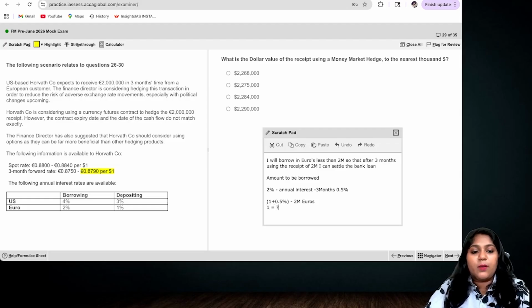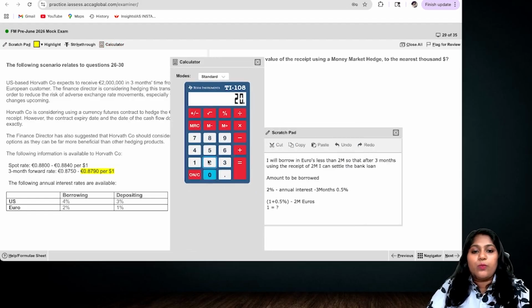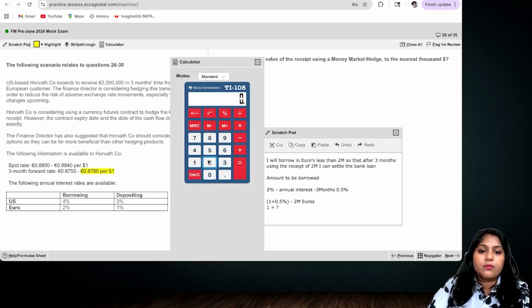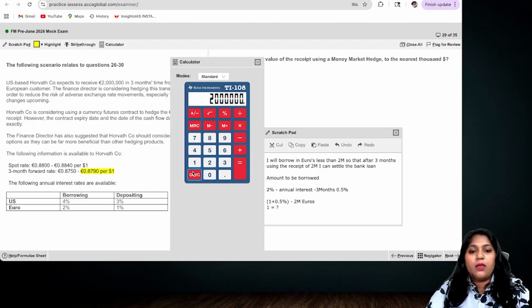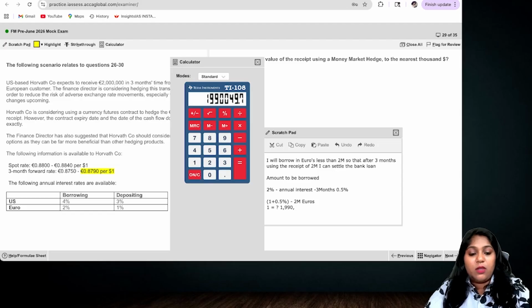You can do the cross multiplication, guys. Take the calculator. All you have to do is take 2 million euros divided by 1.005. So you have to borrow today how much? 1,990,049. So I have to borrow 1,990,050 euros. This is what I have to borrow.